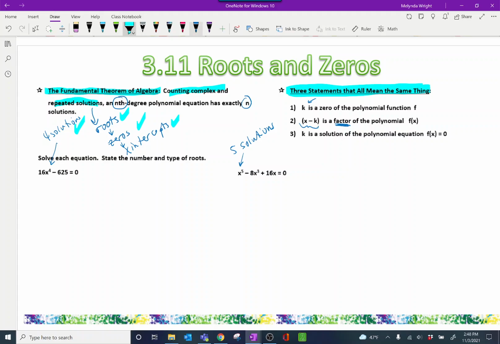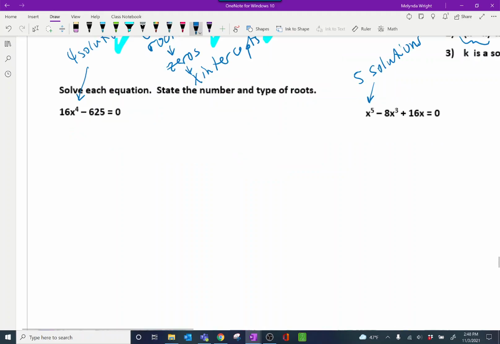The first problem asks us to solve. We want to solve this equation, state the number and types of roots. Now, I'm always going to prefer factoring if possible. I would much rather factor. I know some of you probably think I've lost my mind, but really it's the most straightforward, quickest way to handle it versus some of the other techniques that we have.